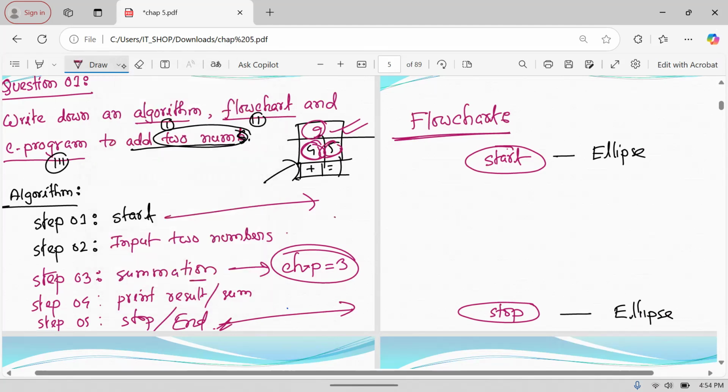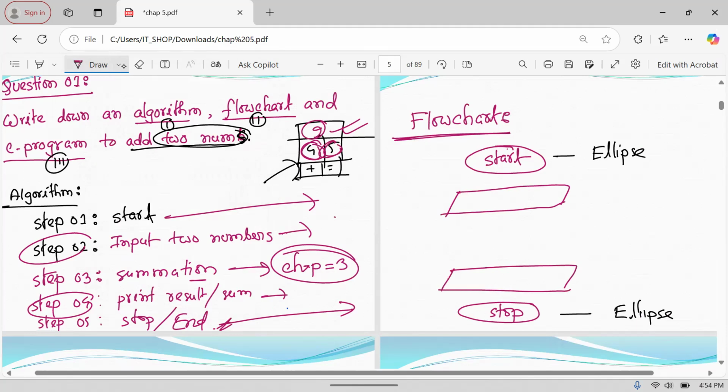Okay, now go to the second line. What is the second line? That means step 2. Step 2 is input two numbers. And what is the fourth line? Print result or sum. For the input purpose and for the output purpose, I am using the same symbol. The symbol is parallelogram.